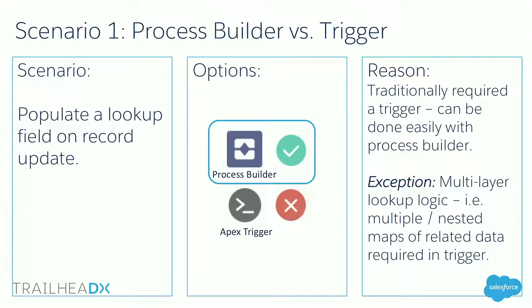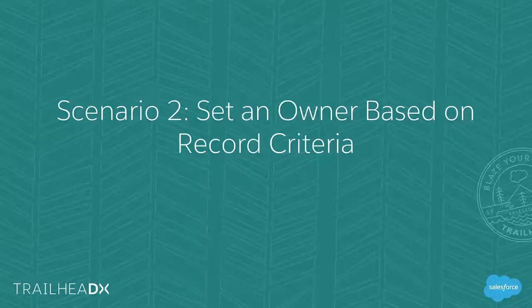If we take that example a little bit further, and I will with the next example, if you've got multiple layers of lookup logic, you're having to traverse across multiple related objects, nested maps, and a bunch of loops and things like that in a trigger, you're probably not going to be able to do that in Process Builder, right? Maybe a Process Builder process that invokes a flow or invokes an Apex class, something like that. But again, when you're trying to balance complexity, it may not be the best fit.